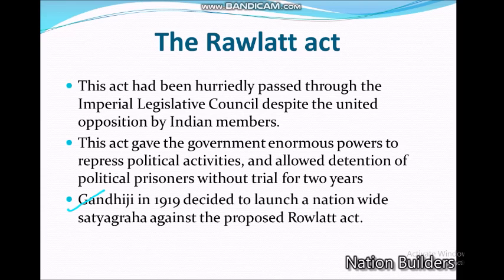To react to it, Gandhiji in 1919 decided to launch a nationwide satyagraha against the proposed Rowlatt Act. So Gandhiji decided to start a nationwide satyagraha, throughout the country, against the proposed act.